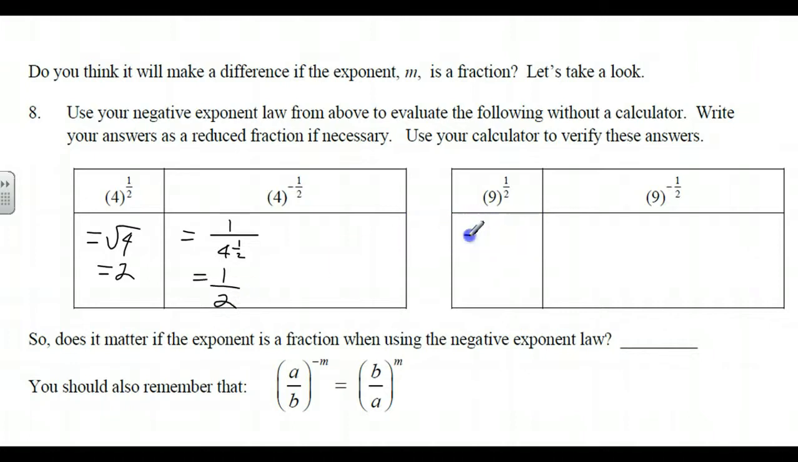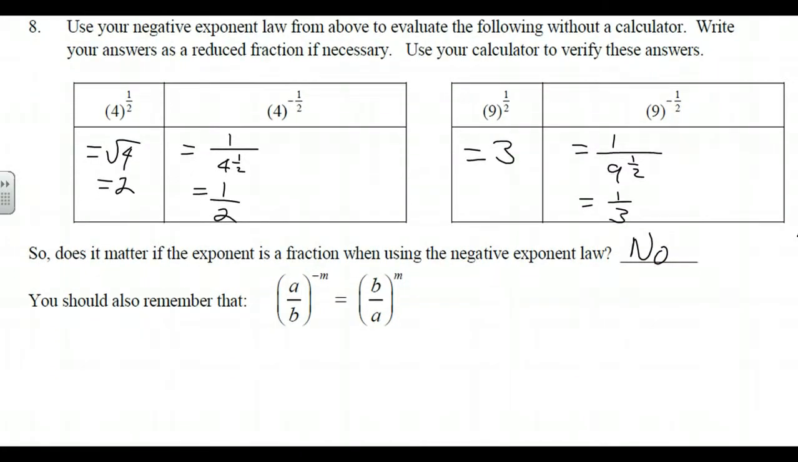9 to the 1/2 is 3. This is equal to this by this. I mean, this is 9 to the positive 1/2. Make a negative exponent positive by taking the reciprocal, which is 1 over 3. So does it matter if the exponent is a fraction when using the negative exponent law? No, because we can still take these roots.